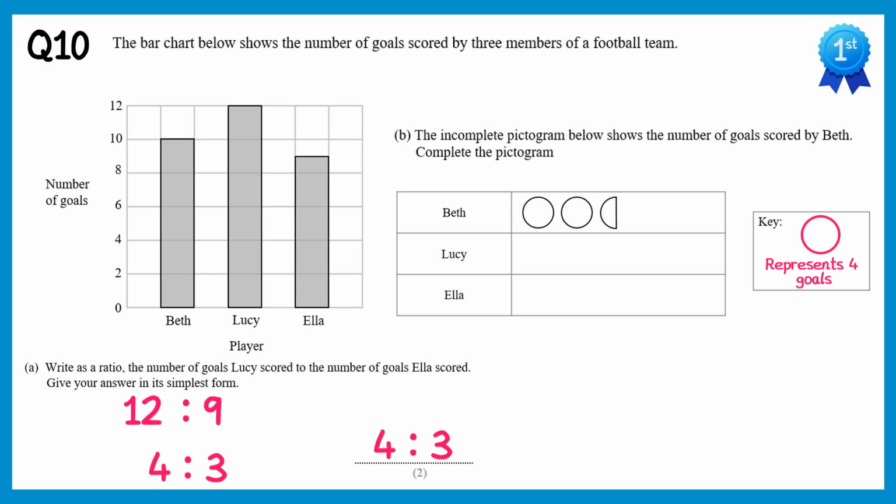So if you look at the bar chart, you can see that Lucy scored 12 goals. So one circle will be 4, a second circle will be another 4, so that's 8, and then if we take one more circle, that's another 4 again, so that's 12. 4, 8, 12.